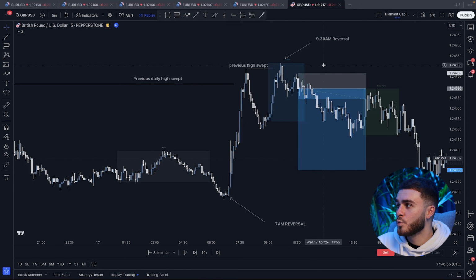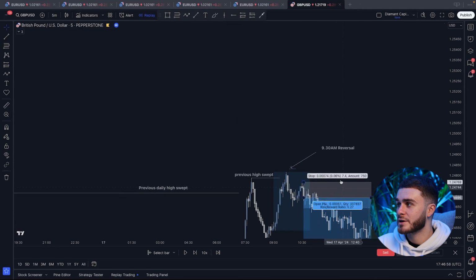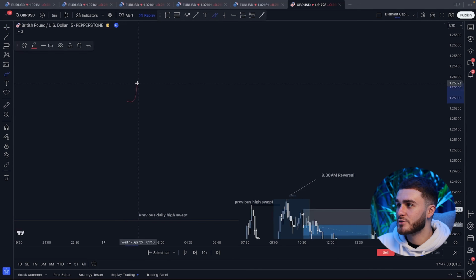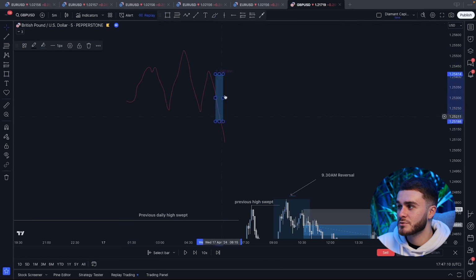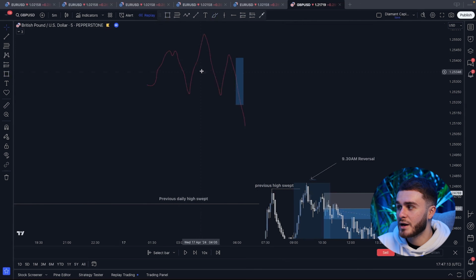So at that point, what is the entry model that we're always going to be looking at? Well, it's very simple. Let's say, for example, we've got the high over here. We've swept it. You're going to look for that change of character, the pullback, and then the continuation on one of the engulfing candles to the downside. This is typically what we like to look for.